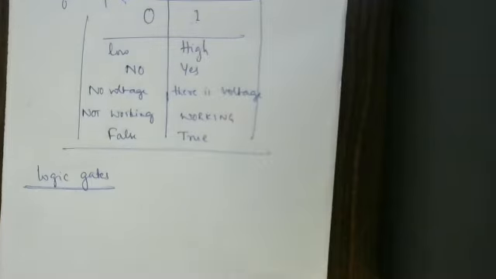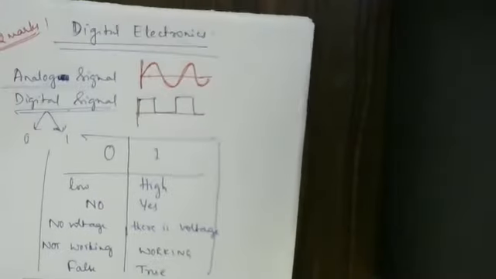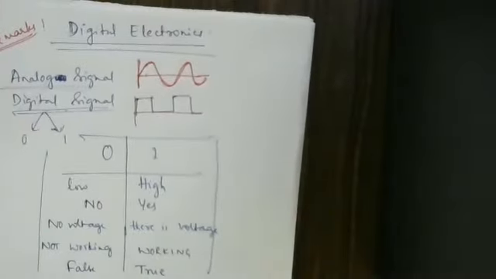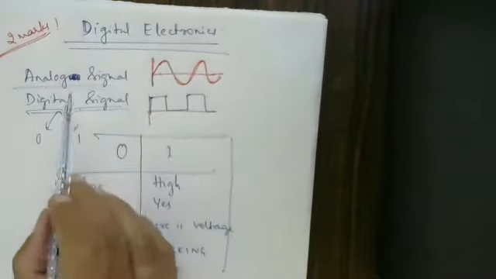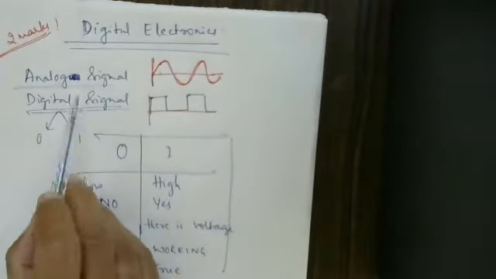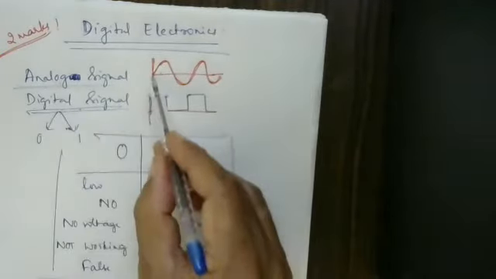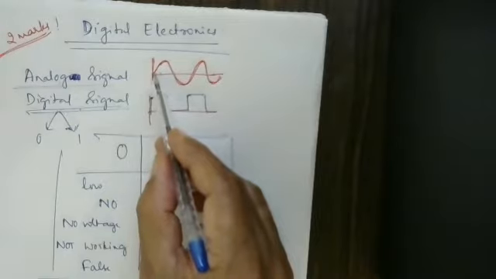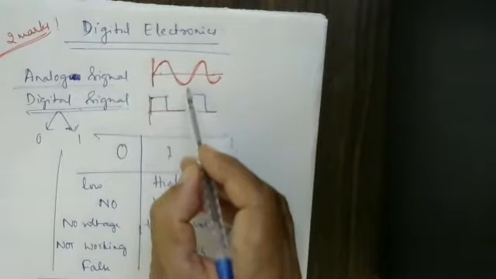What do you mean by logic gates? Before that, I will summarize just to see here. Digital electronics: analog signal, digital signals. Analog signal means it varies bit by bit. Small value, it goes on changing.